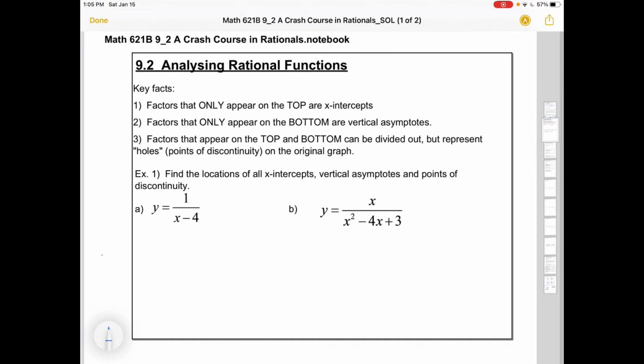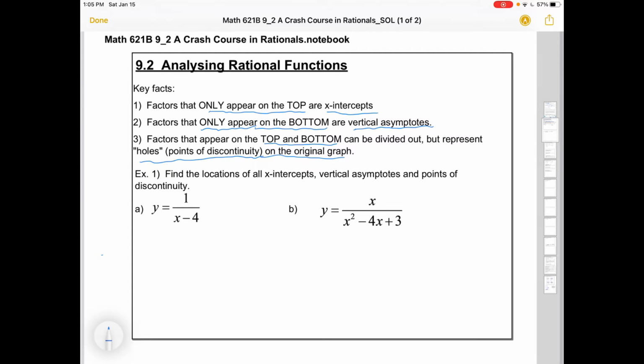We can present this information concisely here. When you're analyzing rational functions, factors that only appear on the top are x-intercepts. Factors that only appear on the bottom are vertical asymptotes. And factors that appear on both the top and bottom, they can be divided out, but they represent holes or points of discontinuity on the original graph. And if we want to find the y point, then we have to divide them out. We'll see that as we go through a few examples.